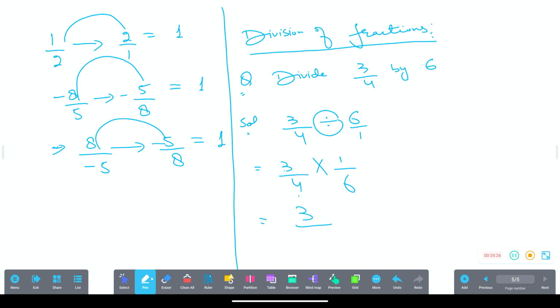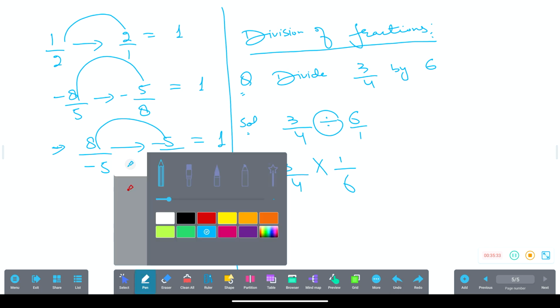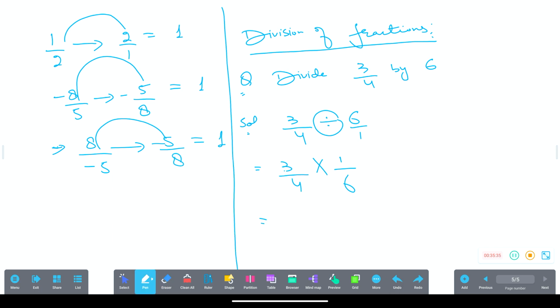Oh, sorry. Yes, here the cancellation is possible. Cancellation of 3 and 6. 3 1s are 3, 3 2s are 6. Now what is left here? 1 by 4 into 1 by 2. Now multiply numerator with numerator, 1 into 1 is 1, 4 into 2 is 8. So 1 by 8 is the final answer.